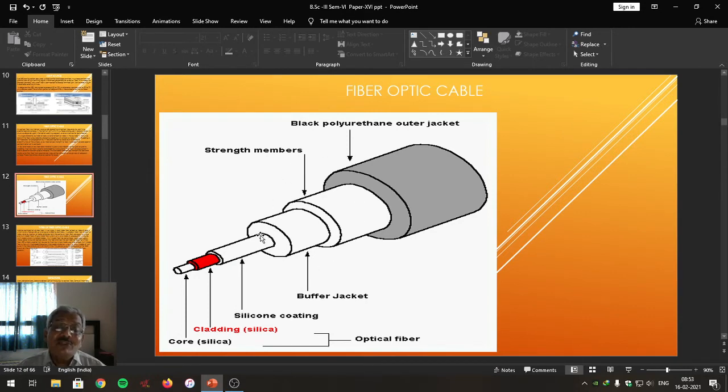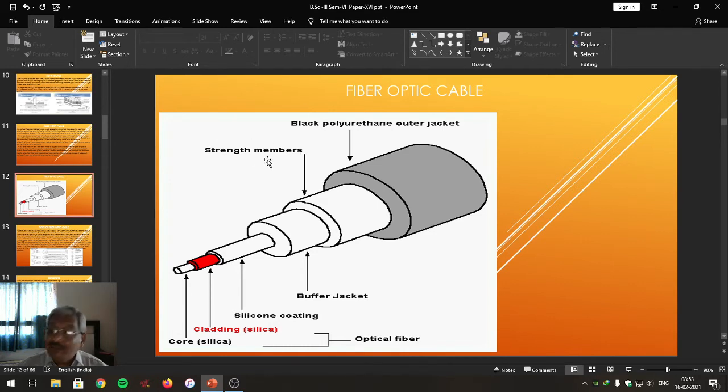Different coatings are used just to provide the maximum strength to fight against the environmental mechanical perturbations in the atmosphere. Maybe it is followed by a silicone coating again, and these are the different buffer jackets. This entire structure is encapsulated in the high resistance plastic material. The purpose is to strengthen the fiber.